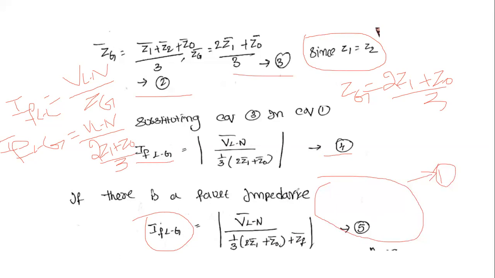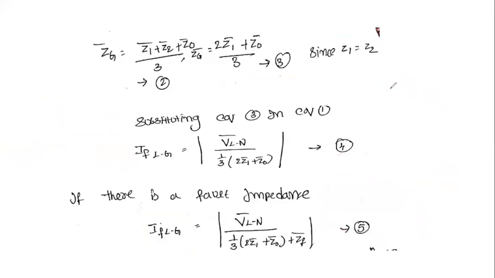If there is a fault impedance, then this equation can be modified as IF line to ground is equal to VLN by 1 by 3 into (2Z1 plus Z0 plus ZF), where ZF is the fault impedance. Consider this as equation number 5. Clear?